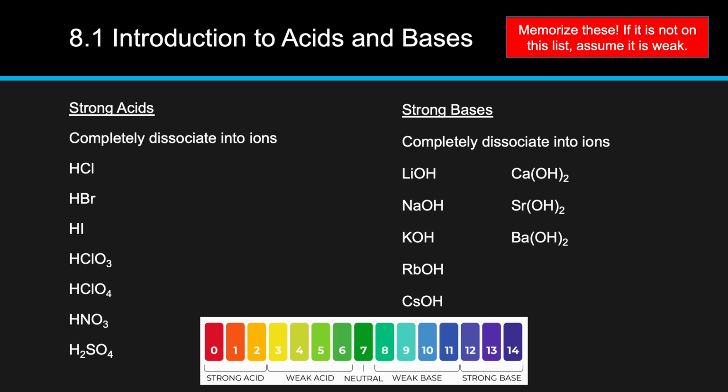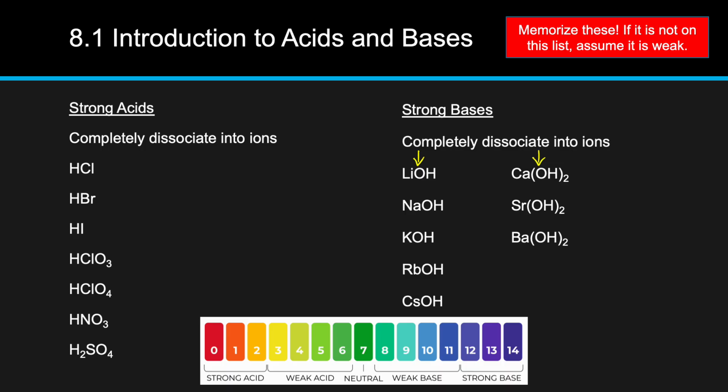And then for our strong bases, we have 5 from group 1 metals. Since they're group 1 metals, they have a positive 1 charge, so we only need 1 hydroxide. And then we have 3 from our group 2 metals, which is why they need 2 hydroxides attached to that cation. And just remember that when we are talking about strong acids and strong bases, that means that they completely dissociate into ions when put into water.